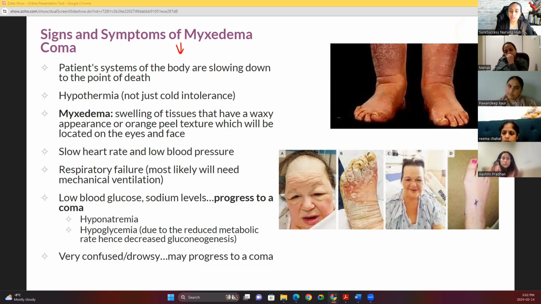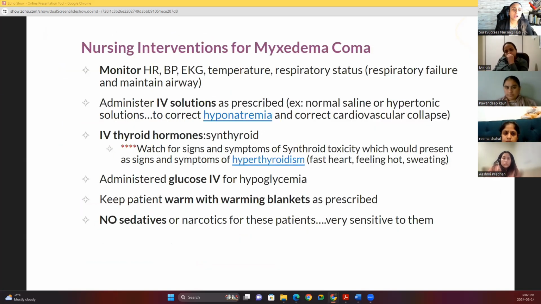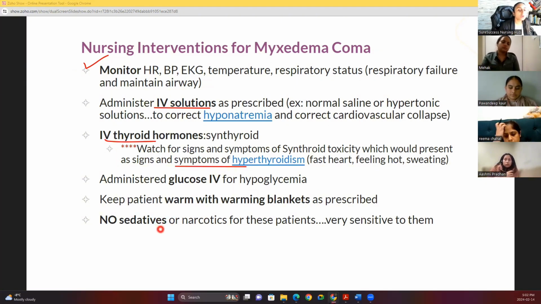All right, so let's discuss. Monitor heart rate, BP, respiratory status, give the IV solution, IV thyroid hormones. Check the signs and symptoms of hyperthyroidism, administer IV glucose, give the warm blanket. Do not give the sedatives. The patient is in myxedema coma and you give the sedatives? We are not even giving it to the hypothyroid patient, and in myxedema coma, no.